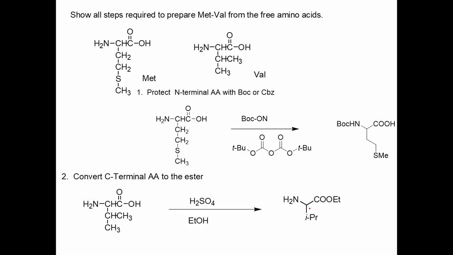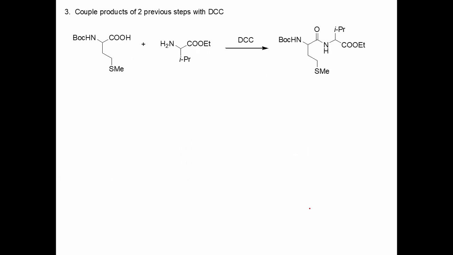You can take a course in organic synthesis if you want to look at a lot of the different protecting groups you could select, but Boc is probably the most common one that we're going to use. All right, so we're going to turn methionine into the Boc derivative, and we're going to turn valine into the ester derivative, and these two are going to be prepared in steps 1 and 2. And finally, we're going to couple them.